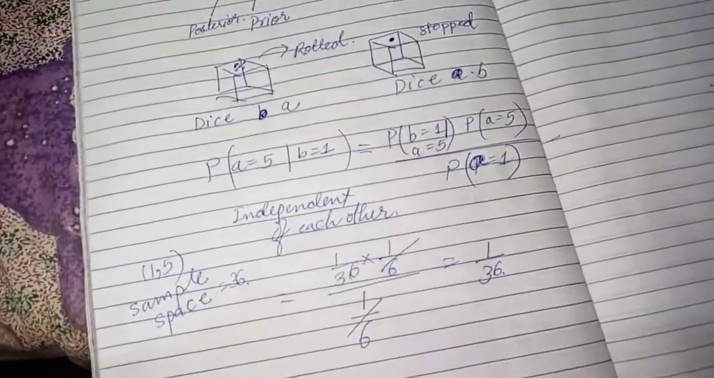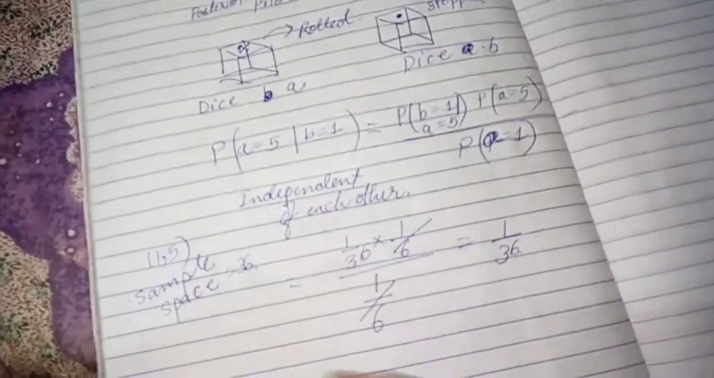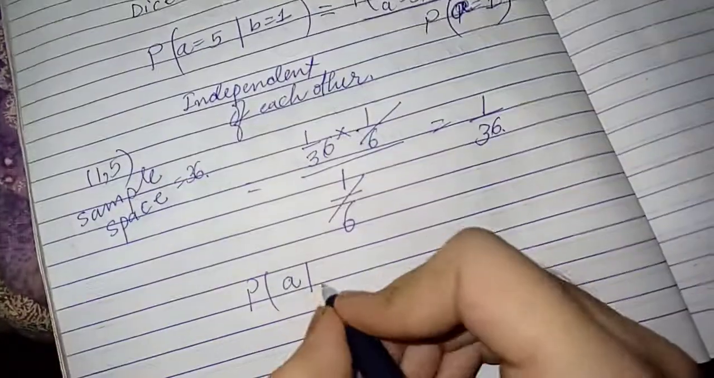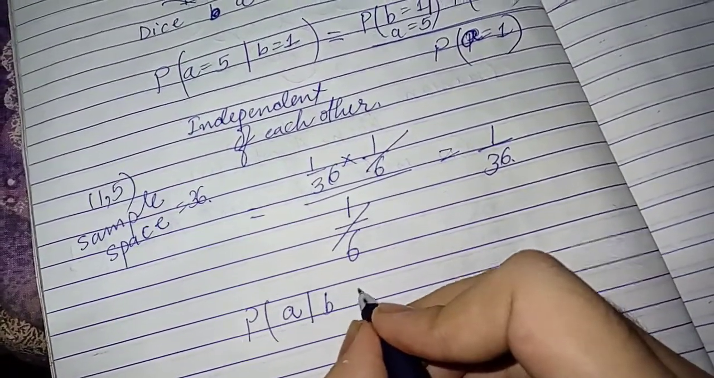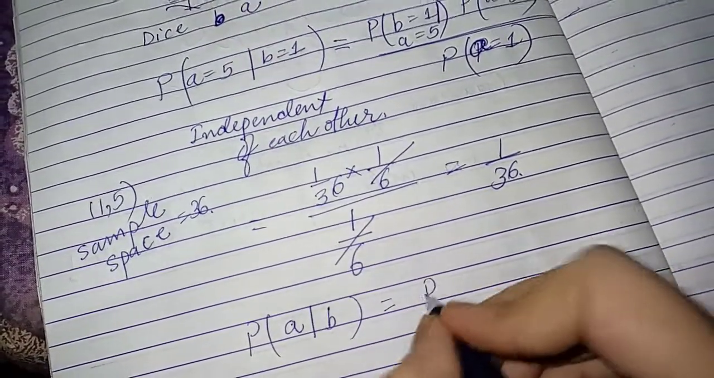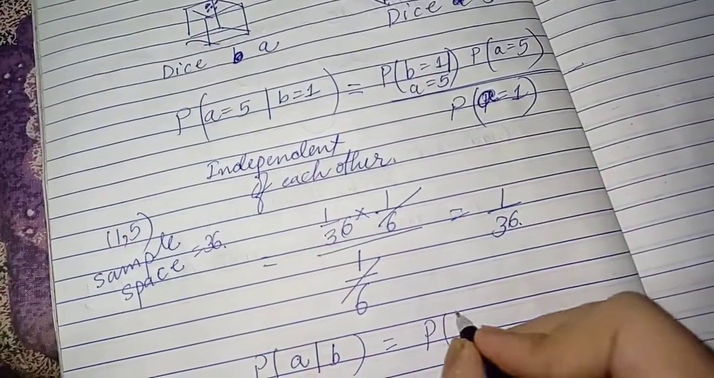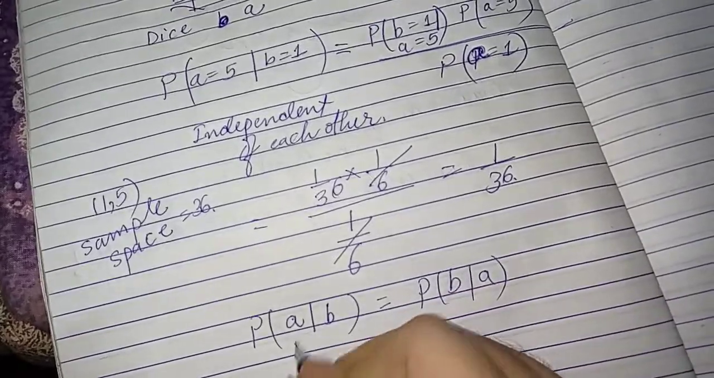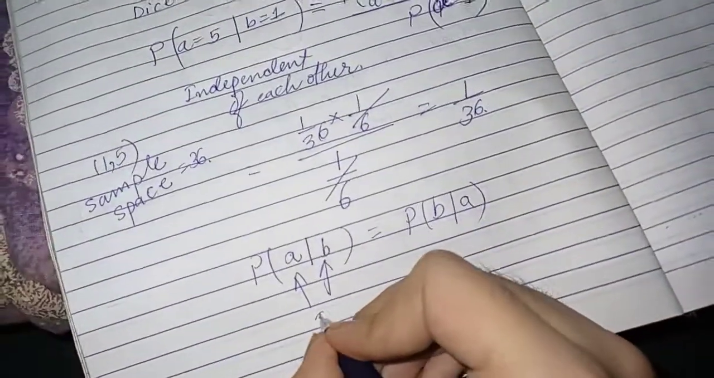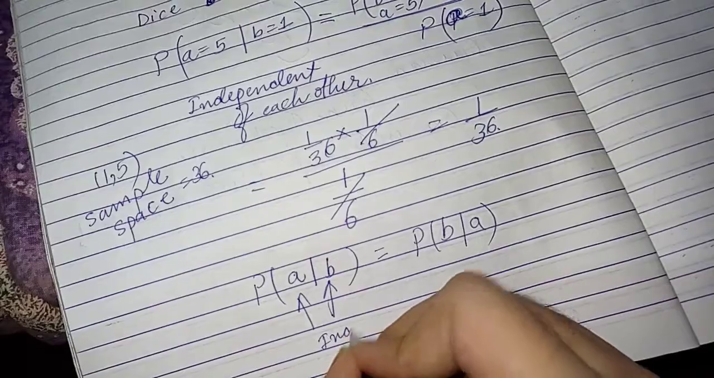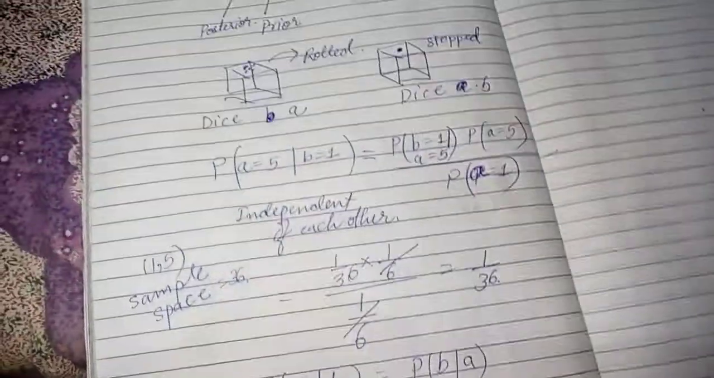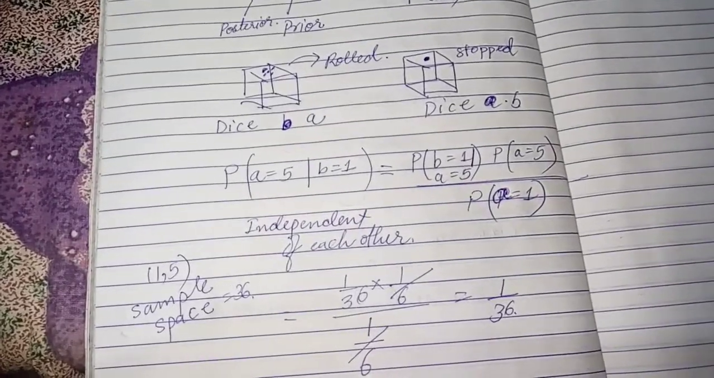So here we have discussed what Bayes theorem is. So here we notice that P of A given B has occurred is equal to P of B given A has occurred, because these two events are independent of each other. So this is basically a special case of this.